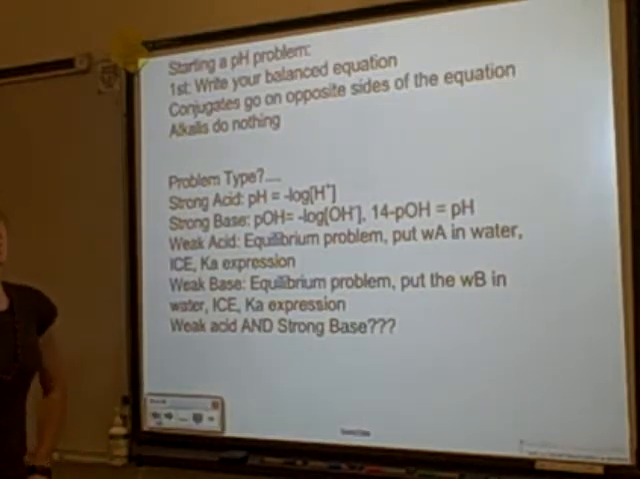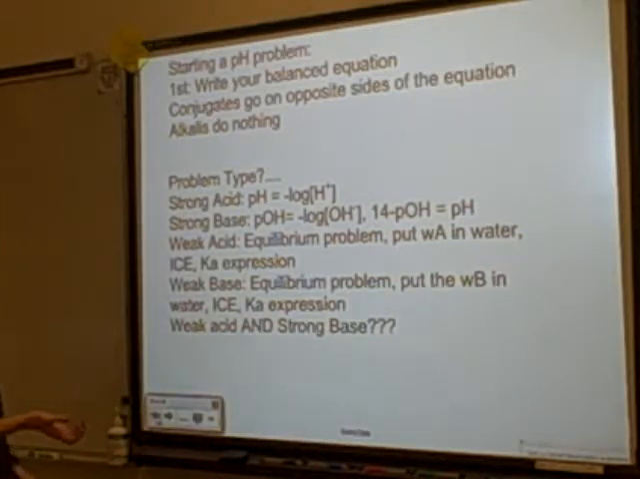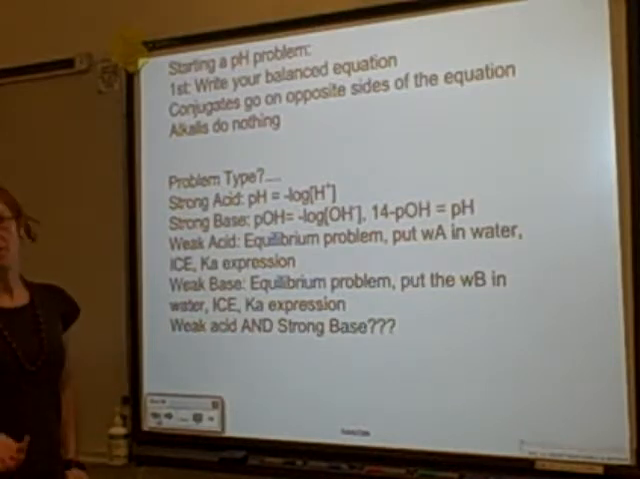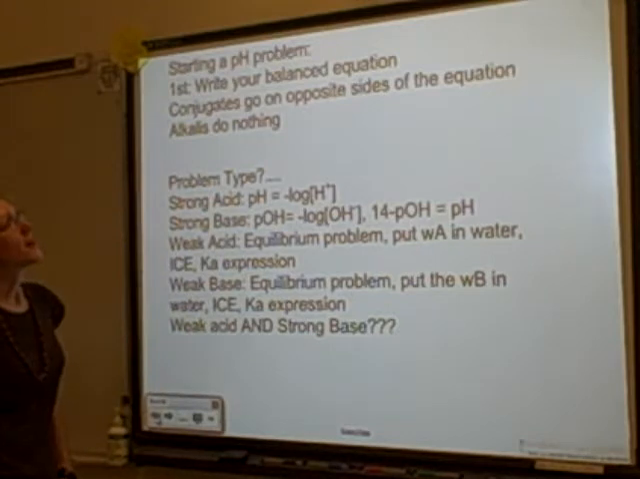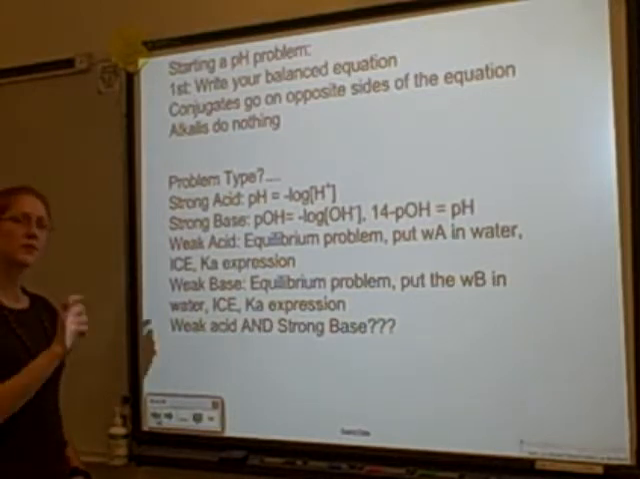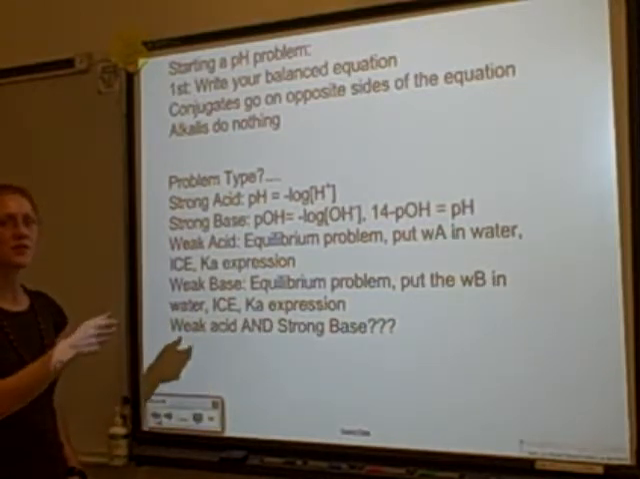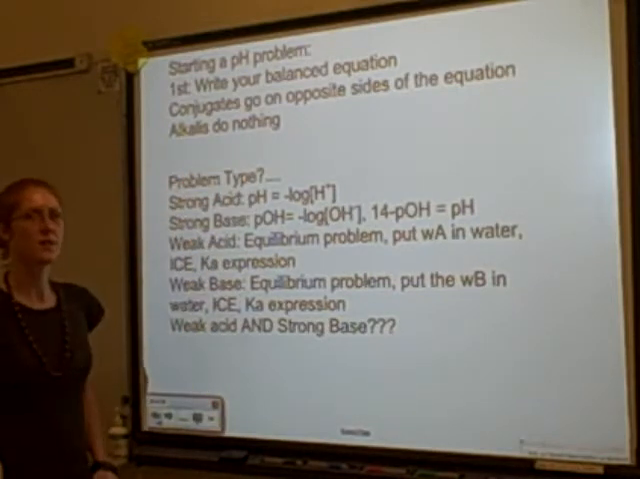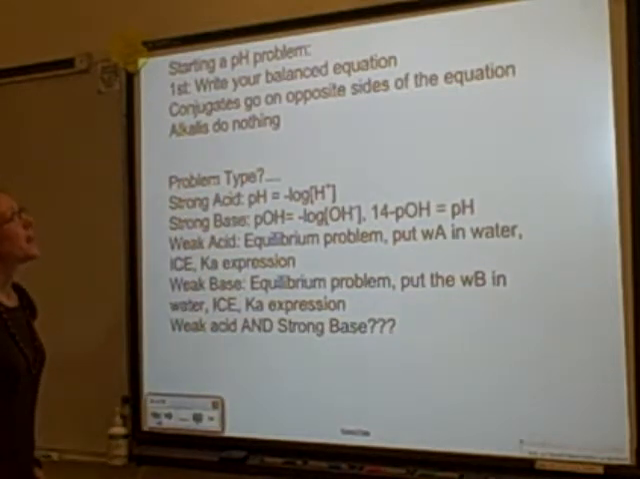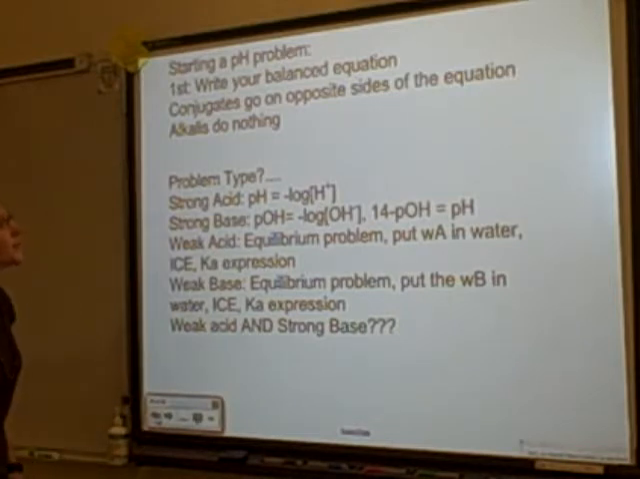When trying to find the pH of a solution, the first thing you have to figure out is what am I finding the pH of. So write your balanced equation. If you have conjugates, which differ by an H+, such as hydrofluoric acid and fluoride, you have HF and just F-. They're going to go on opposite sides of the equation. They won't react together, and alkalis aren't going to do anything.